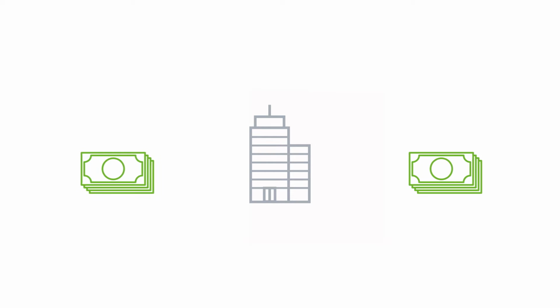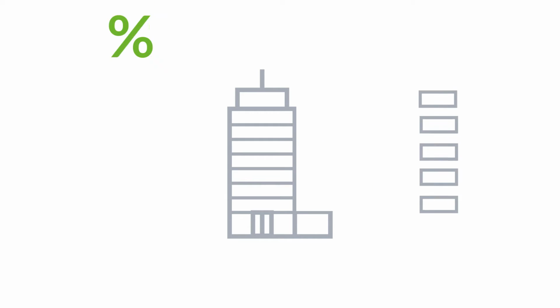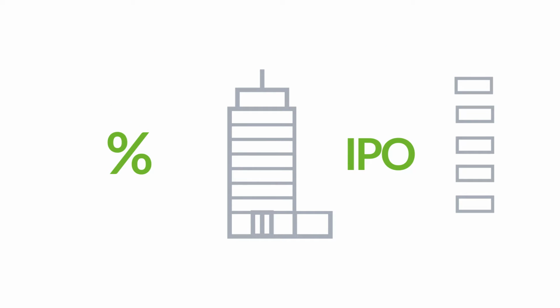The function of IPOs. Primary issues are issued by companies for the purpose of obtaining additional capital in order to expand or modernize the existing business. This means selling off parts of their own company, with the total percentage varying per IPO.